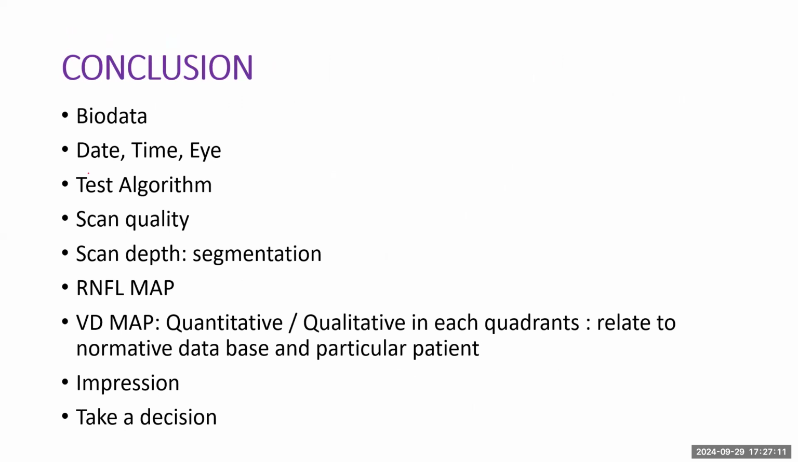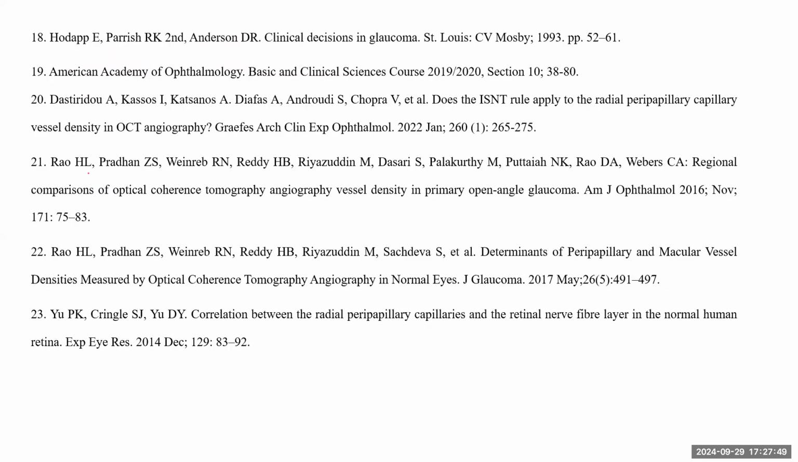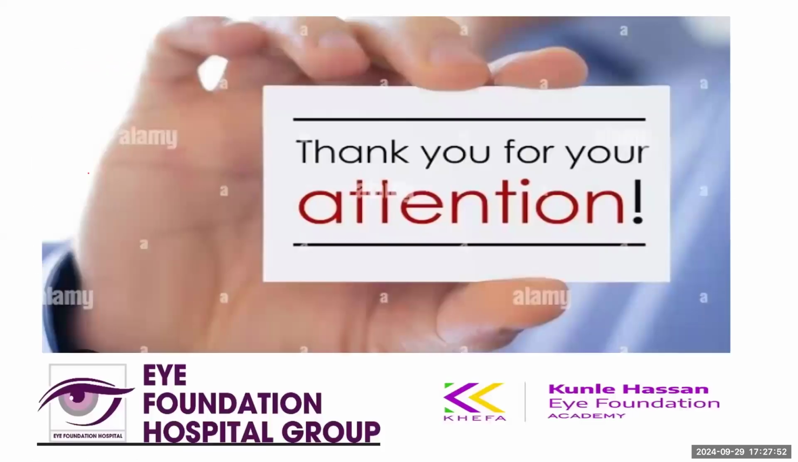So to conclude, it's still the same: biodata, date, time and eye, test algorithm, scan quality, and the depth, that's the segment. The nerve fiber layer map is to your left, while the vessel density is to your right, where you have to do a quantitative and a qualitative assessment of the quadrants compared to a normative database. And you, the clinician, have the history of the patient and other factors. You make your impression, take a clinical decision, and that will be it. There are some references attached, and thank you for your attention.